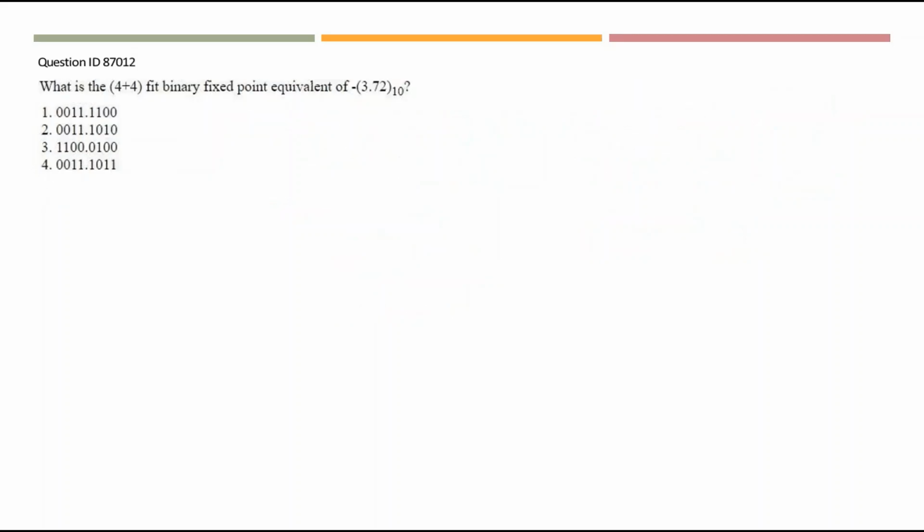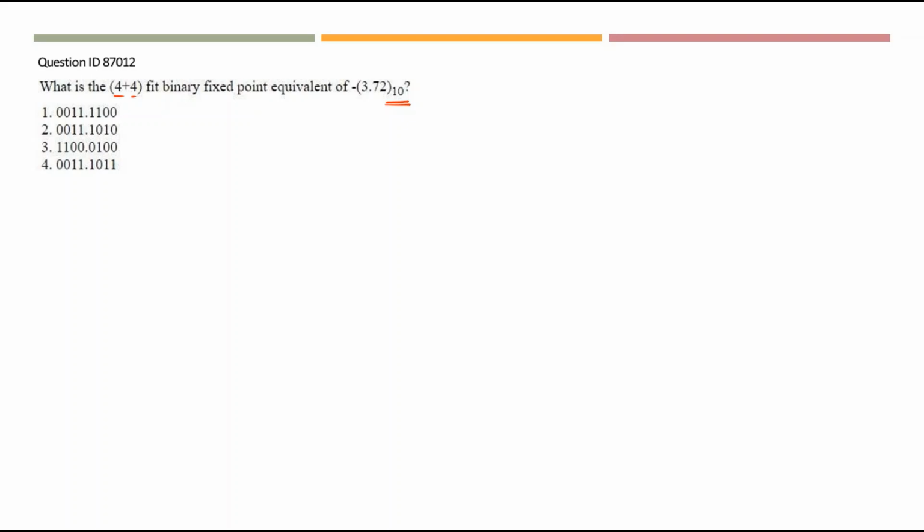Next question. What is the 4 plus 4 bit binary fixed point equivalent of minus 3.72 in decimal format? This is in decimal and they are asking in binary format. Here you have 4 bits before the point and 4 bits after the point. That's why they have asked in 4 plus 4 bit form.